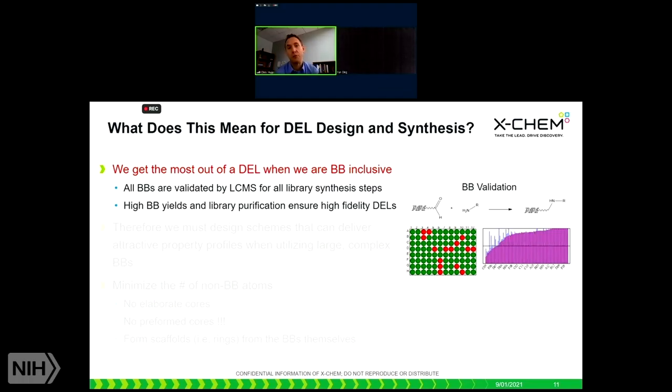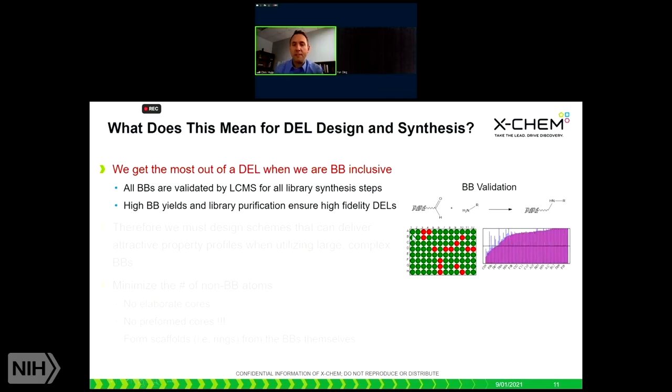They have to be able to do the chemistry that we want them to do in order to make it into the library. So all of our BBs go through a rigorous development and validation process to make sure they can undergo the chemistry we want them to do when we put them into a library.